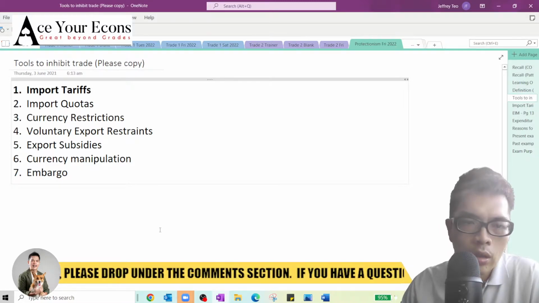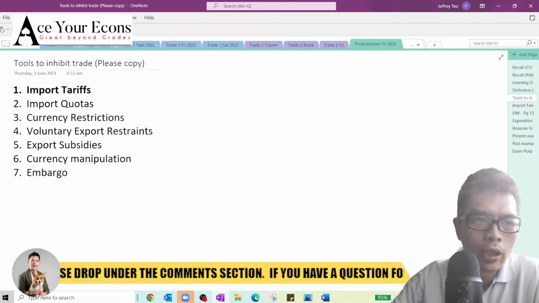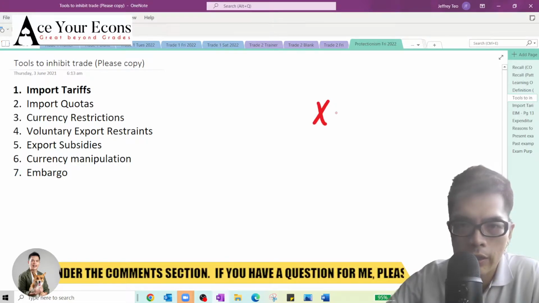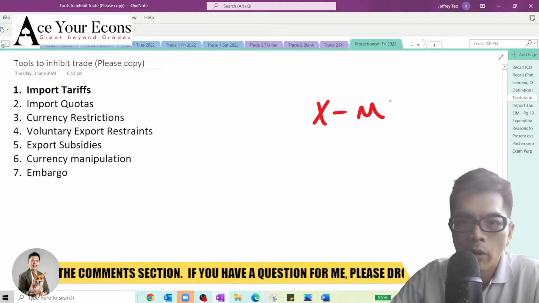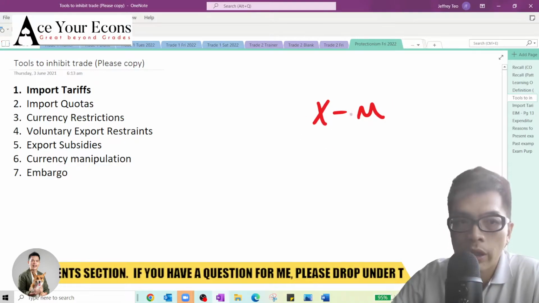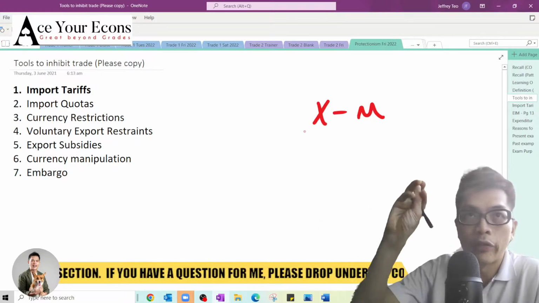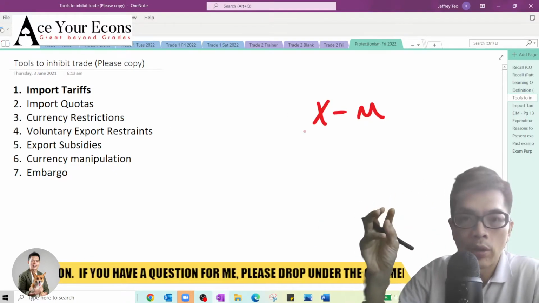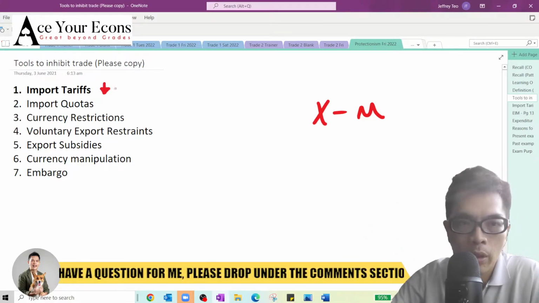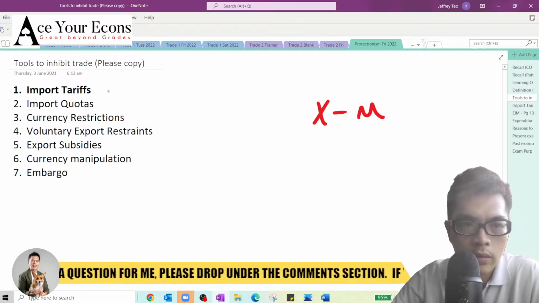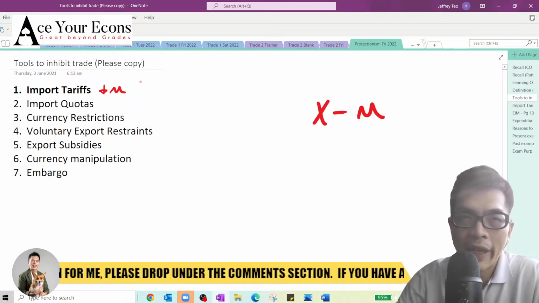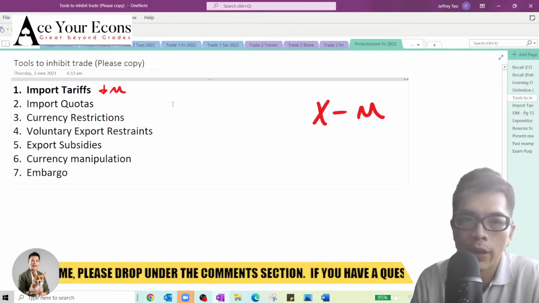So the whole idea behind trade is to look out for our balance of trade. I'll show you right now: X minus M. We want to maximize the value of X minus M. Most of these tools will target one of the components, and some will target both X and M. So when we look at import tariff, we want to lower imports, through raising the price of imports and lowering the quantity demanded of imports.